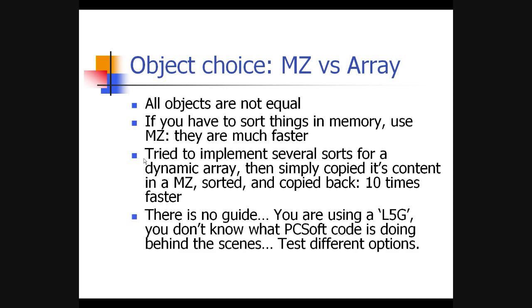Remember, there is no guide. Nothing tells you that this object is going to be faster than that one for this kind of processing or that kind of processing. You are, according to PCSoft, using a L5G. You don't know what piece of code is doing behind the scenes. The only purpose of that slide is to tell you to test different options. All objects are not equal. You can do the same thing using many different objects, and sometimes you will get something that is much faster. So think about that when you need to optimize a process.